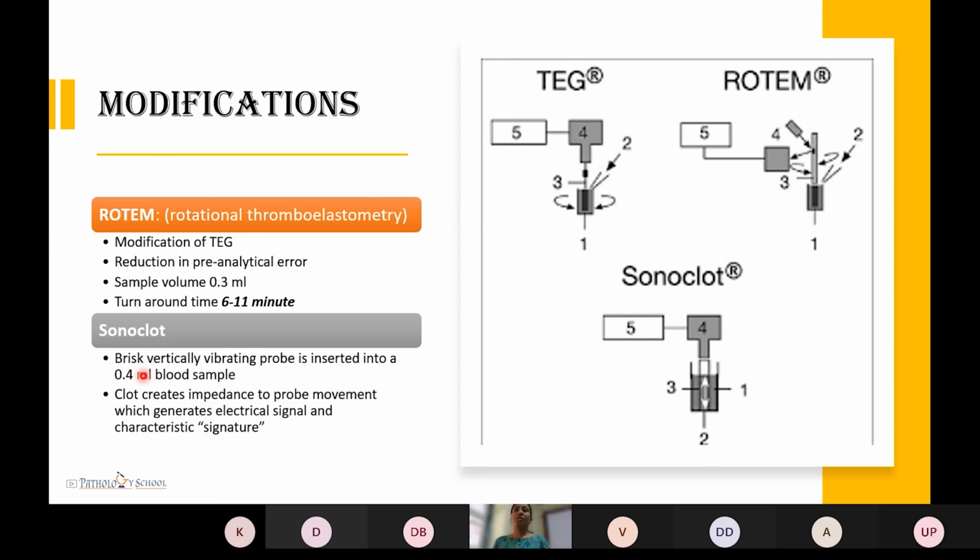Another modification is sonoclot. In this, a vertically vibrating probe is inserted into the whole blood, and after the clot formation, the probe movement generates impedance, which generates an electrical signal and will be plotted as a graph, which will be visible on the computer screen.